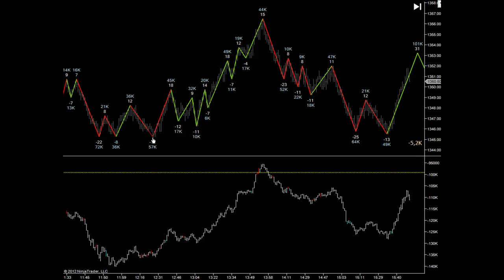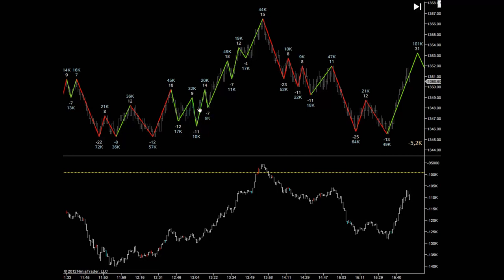Now on this reversal up, we don't really have a big shift in the delta until we get to this point, the move up to 1349. At that point, the delta's up about 15,000 contracts. That is also the first point where we see the delta, the volume in the swing, and the swing size confirming a move up.